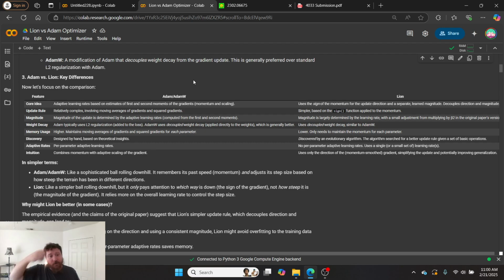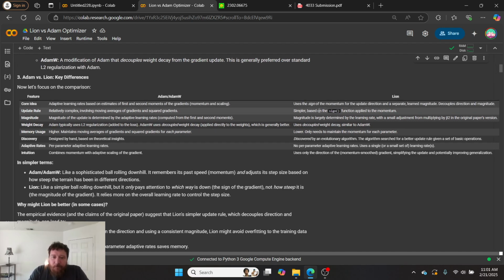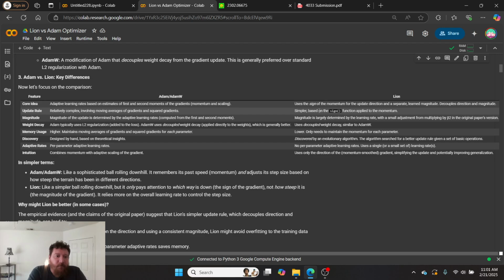So Adam versus Lion, core idea. Adam utilizes adaptive learning rates based on estimates of first and second moments of the gradients for momentum and scaling, whereas Lion uses the sign of the momentum for the update direction and a separate learned magnitude, and it decouples direction and magnitude. The update rule for Adam is relatively simple. It involves moving averages of gradients and squared gradients, whereas Lion is even simpler because it's based on the sign function applied to the momentum, as outlined above.